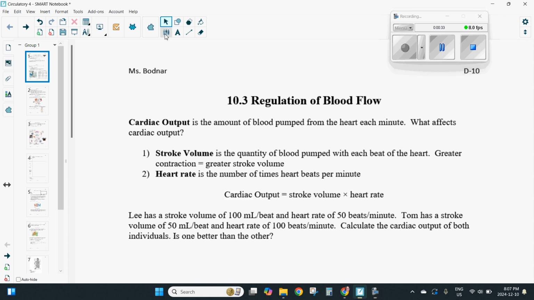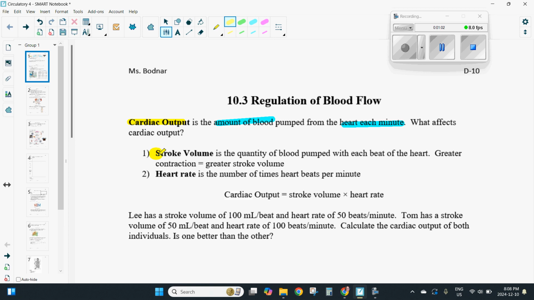Cardiac output. So cardiac output is referring to the amount of blood that is being pumped from the heart each minute. So not everybody's cardiac output is going to be the same. It is all dependent on two factors to how much blood is being pumped out by your heart each minute.